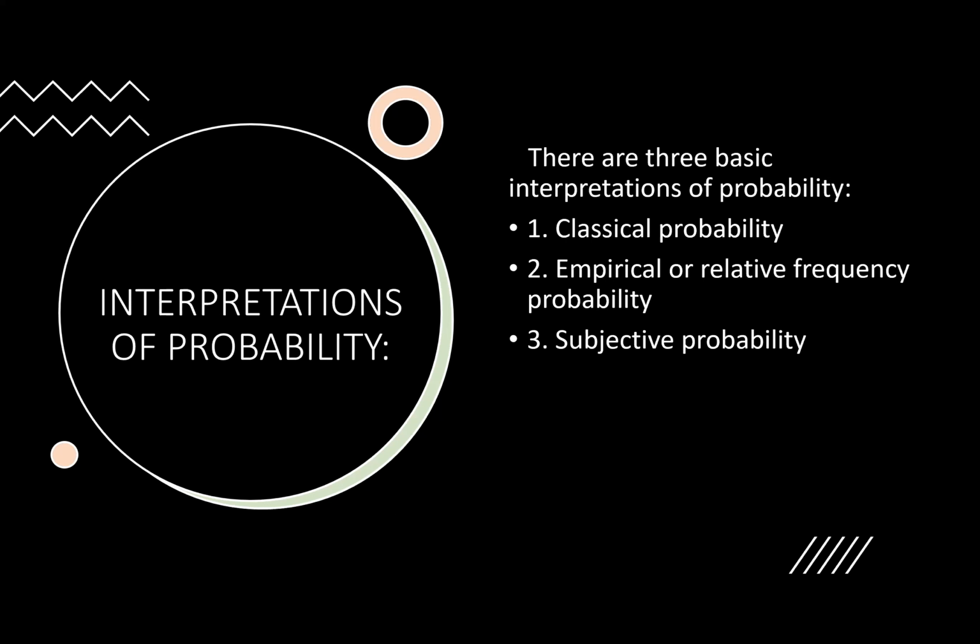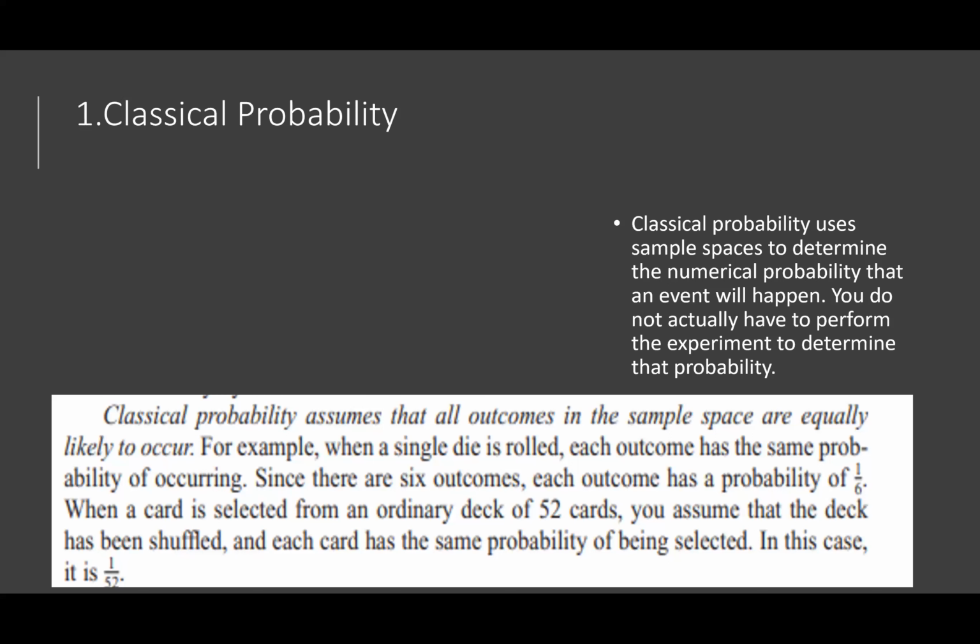Interpretations of probability. There are 3 basic interpretations of probability. Number 1, classical probability. Number 2, empirical or relative frequency probability. And third, subjective probability. Starting with classical probability, it uses sample spaces to determine the numerical probability that an event will happen. You do not actually have to perform the experiment to determine that probability. Classical probability assumes that all outcomes in the sample space are equally likely to occur.